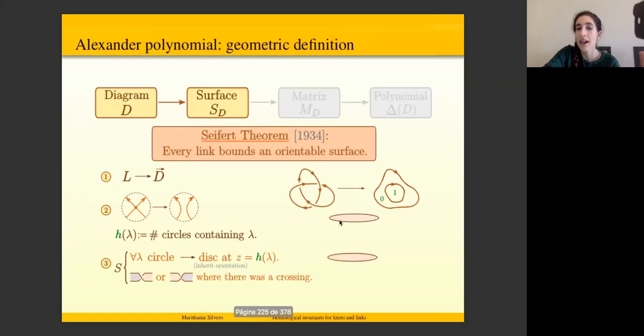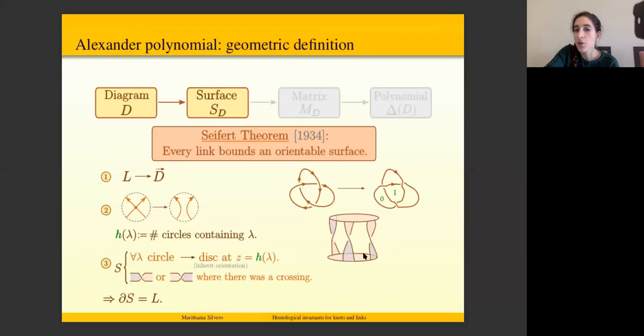And now we are going to add a band, either twisted to the right or to the left, in the place where there was a crossing. So here recall that there was a crossing, so we had to add a band. Here there was another crossing, so we had to add another band. And here we had a crossing, so we had to add another band, right? Notice that I twist the band to the right or left depending on the crossing I have here. I'm preserving the orientation of the crossing.